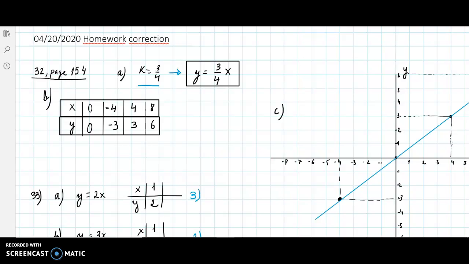So this function has the formula y equals 3/4 x, because the constant of proportionality is 3/4. Okay, sorry, I wrote that here. So 3/4 times x. That's the formula of this function. Then we have to make a table with values in order to represent the function. So here you have the table of values.